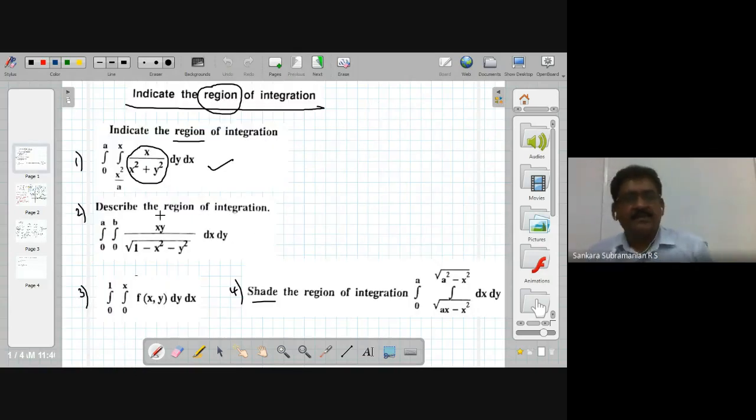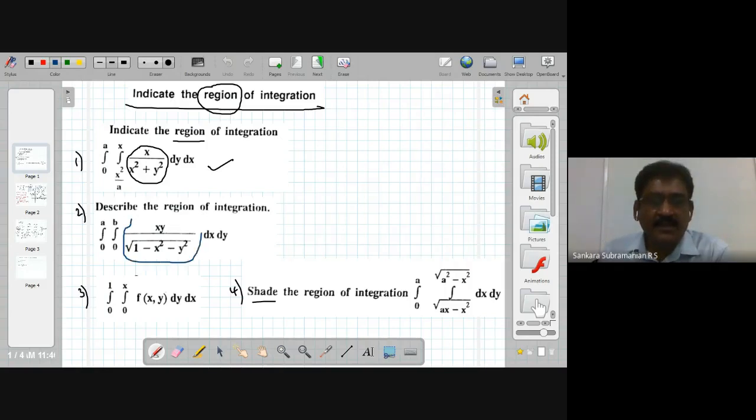Let us take, describe the region of integration. அப்ப உள்ள இருக்கிற integrand நமக்கு அத பத்தி கவலை இல்லை. படம் வரைஞ்சு காமிங்க ப்ளீஸ். யாராவது ஒருத்தர் படம் வரைஞ்சு காமிங்க. So I can write integral 0 to a, 0 to b, உள்ள இருக்கிற function f(x, y), dx dy.